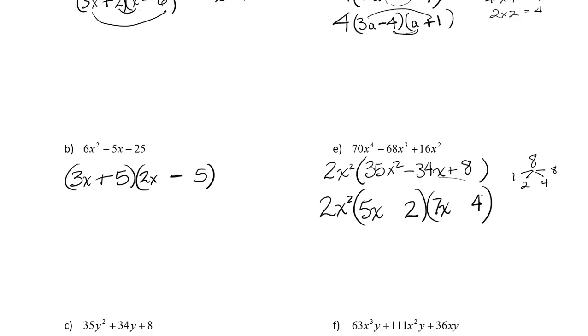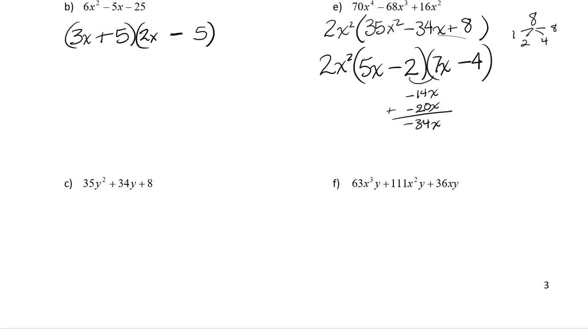5 times 4 is 20, and 2 times 7 is 14. If they're both negative terms, then that will work, because a negative times a negative will give me a positive 8. And negative 14x plus negative 20x will give me negative 34x. So that one works. Go ahead and pause the video if you think you're starting to see a pattern, and give the last two a try.